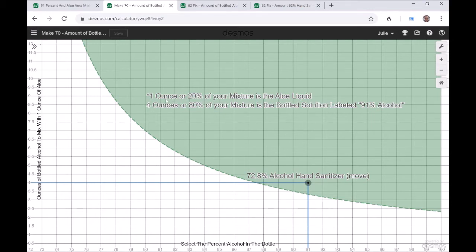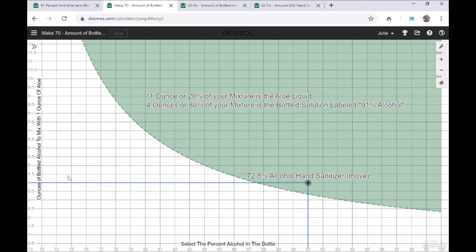So we'll just keep it all the same and think in terms of ounces, but you can change it to whatever you want. Just do the same for both of them. So we're going to keep 1 ounce of the aloe vera liquid, and now the question is, how much of the alcohol are we going to have to add to it? How many ounces of that to get the right mixture? And we want to stay in the green area.